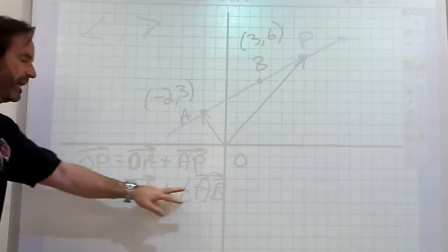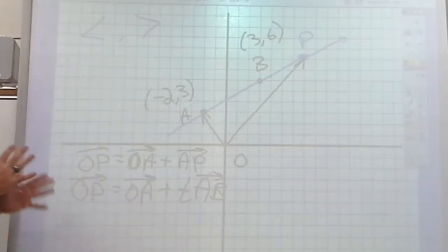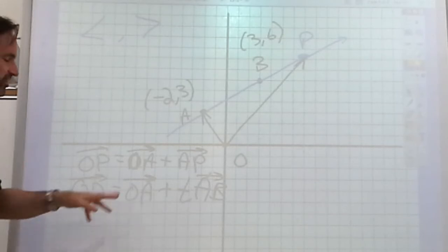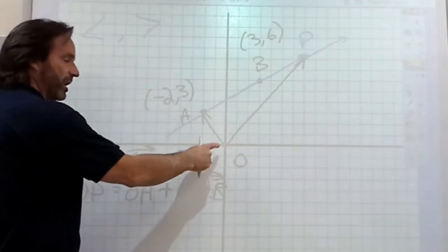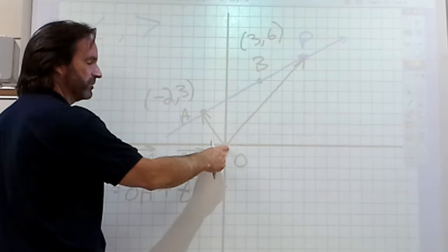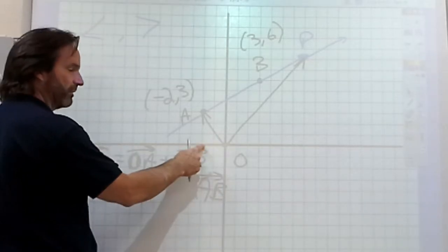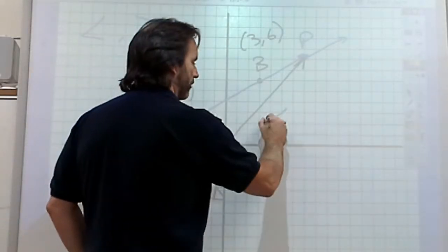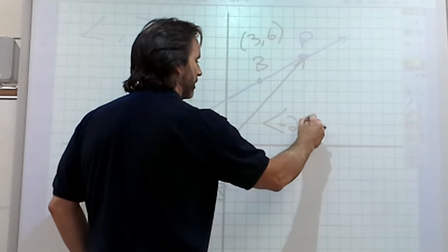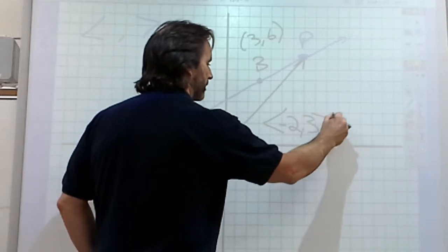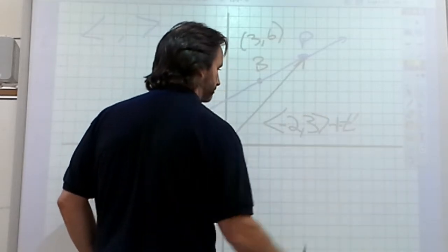So this is going to be my formula for getting my parametric equation. So what's vector OA? It's basically negative 2, up 3. So vector negative 2, 3, plus t.